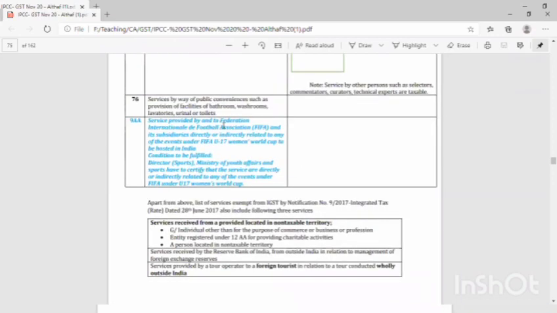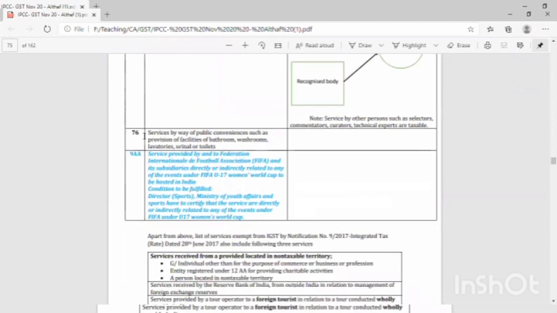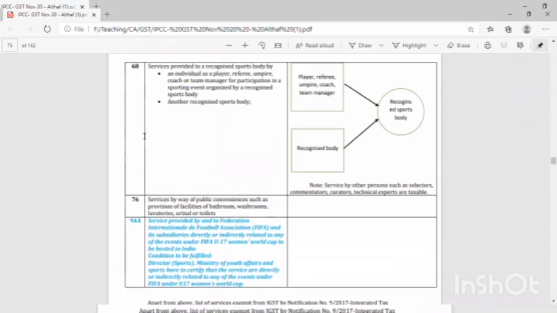So these are the only few amendments that happened. Service by FIFA with respect to the Under-17 Women's World Cup that is going to be organized in India. Anyway, these are the only few types of amendments in exemption. So you can relax because there are not many amendments. Only 2-3 amendments that we discussed in exemption.